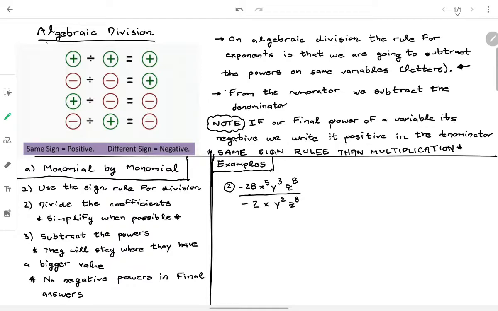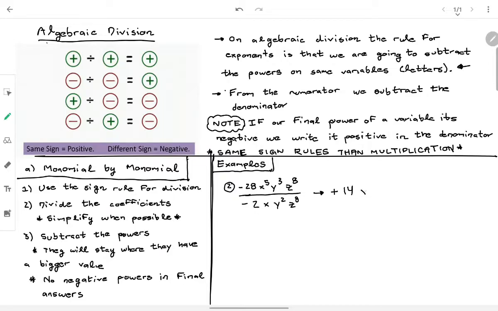So let's see, in this second example, the steps are the same. The first step says to use the sign rule for division. So in this case, negative divided by negative is a positive one. So our answer is going to be a positive one. In this case, 28 divided by 2 is 14.